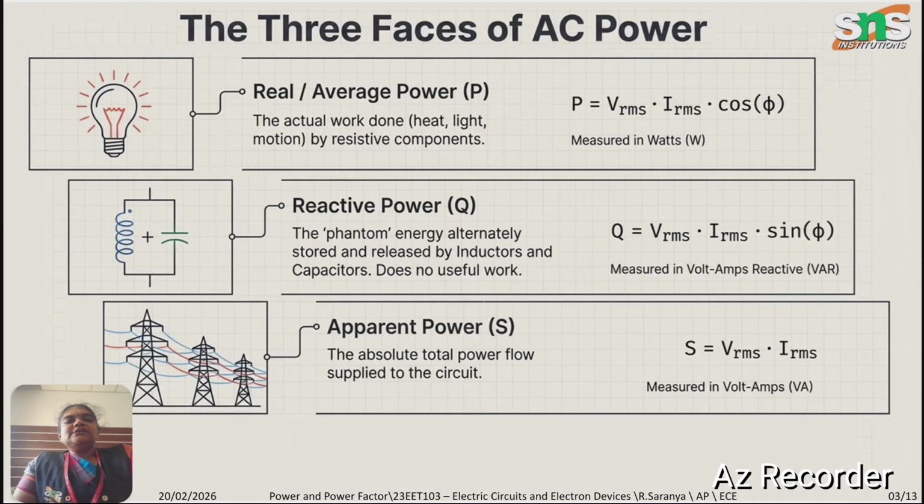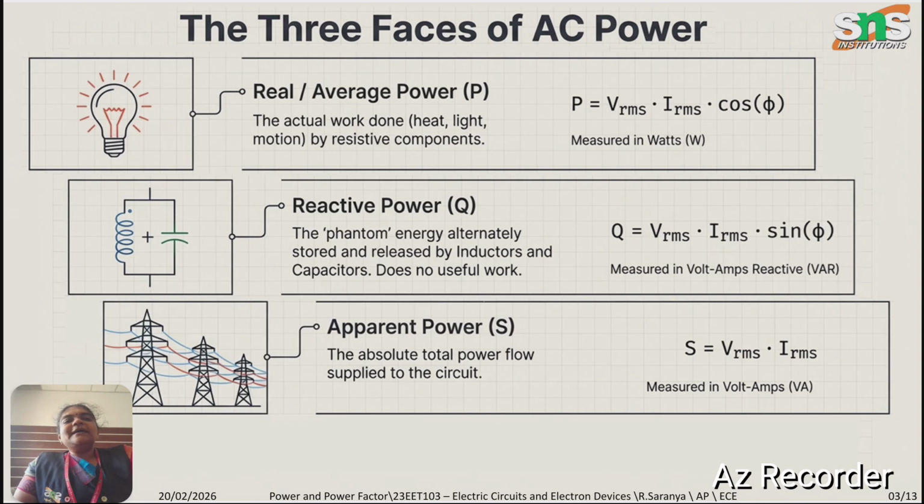The three important factors of power in the case of AC circuits are average power, reactive power and apparent power. So what is meant by average power? The average power, or the real power, is the actual work done by the resistive components. So what is the amount of actual work being done by the particular circuit?